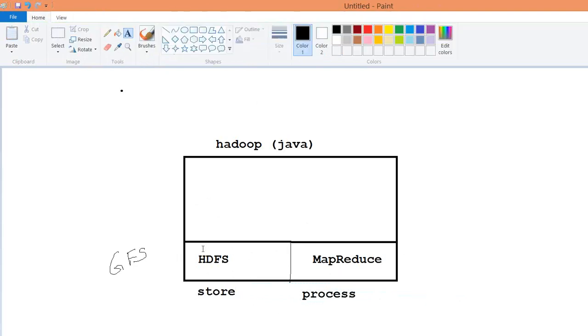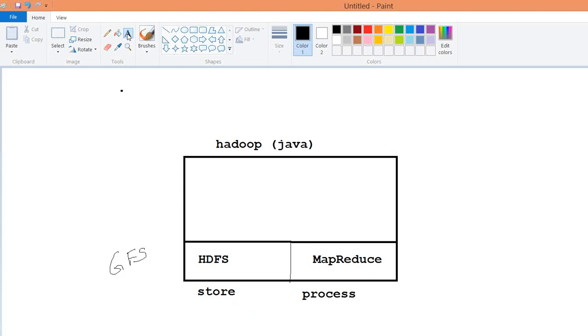Here HDFS has a completely different file system. The data will be stored in blocks, and each block size is configurable, and there are different things in HDFS. This is a little bit different from other file systems which can store the data. And once you store the data from other machines into Hadoop HDFS, we need to process it, right?